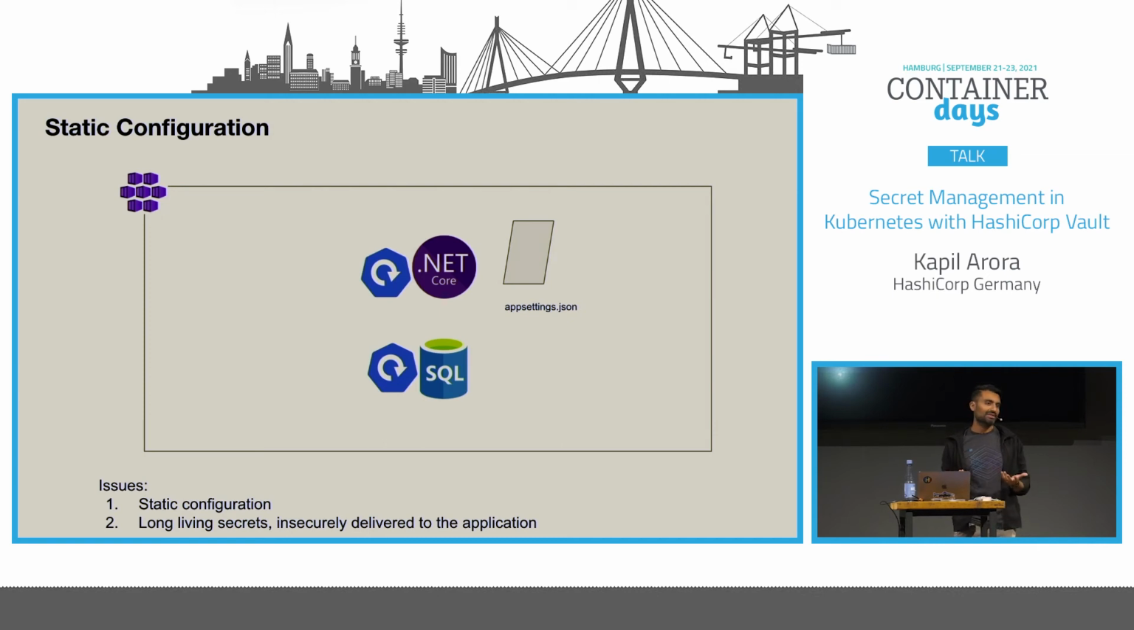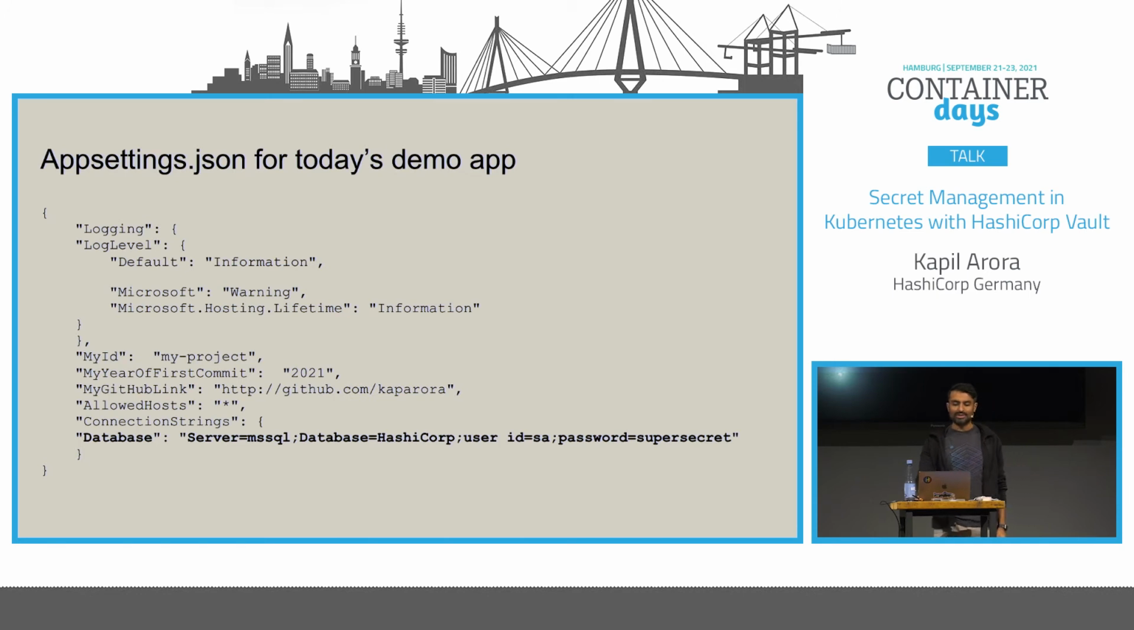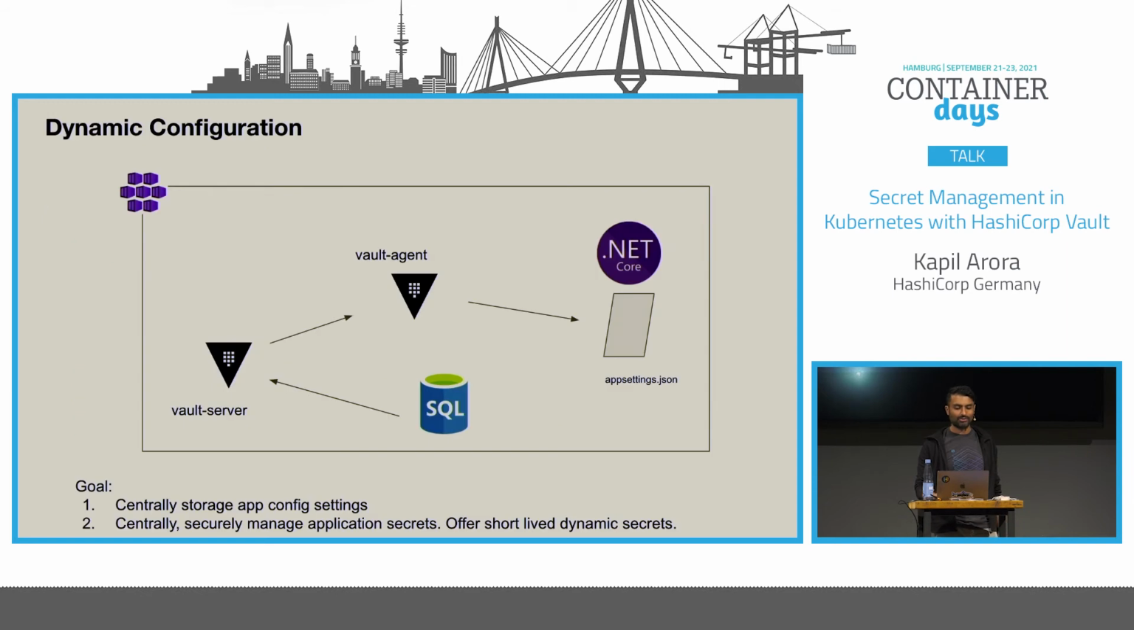So we want to solve this problem with the help of Vault. The first thing I'm doing here is showing you how the appsettings.json looks. It has one connection string part which defines the username and password of the database. So now I have a definition of my settings file, and I have to think about how I can solve it.